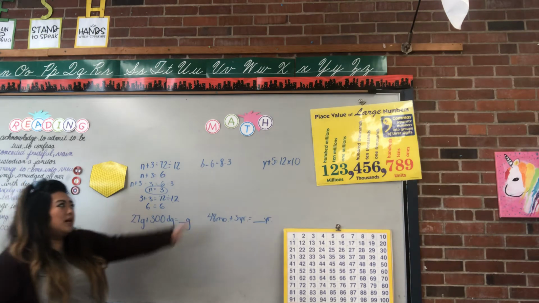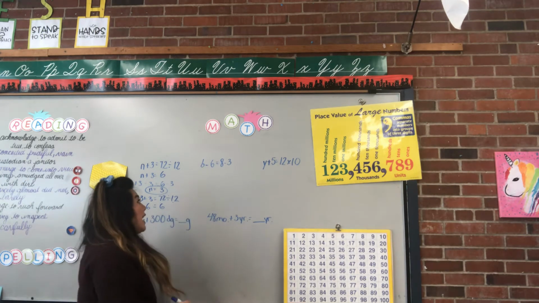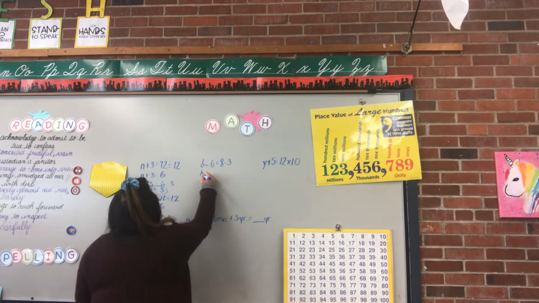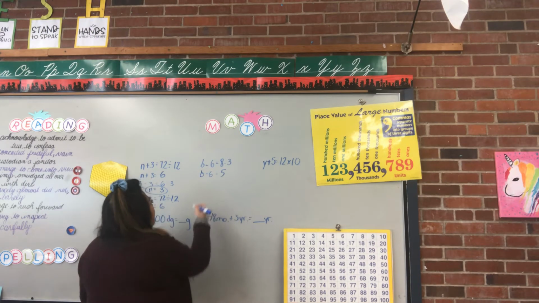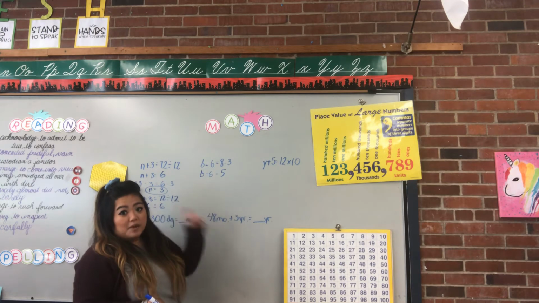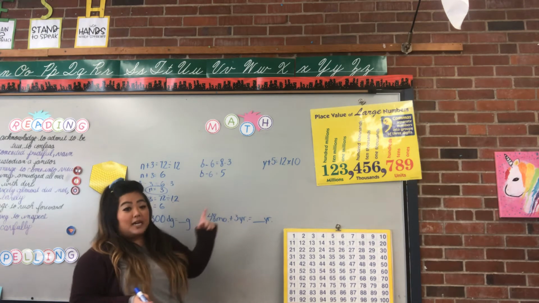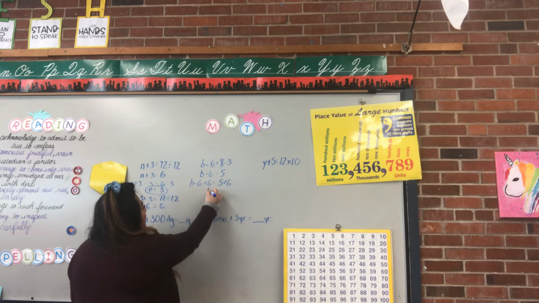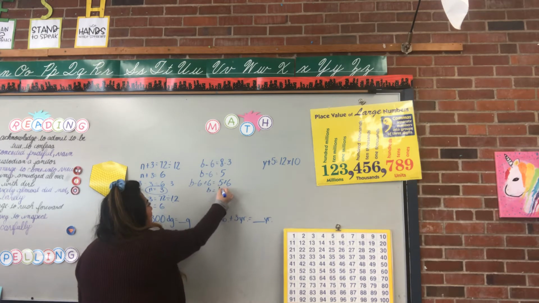Let's try our next one. B minus 6 equals 8 minus 3. They're keeping them easy today, huh? B minus 6 equals 5. Then we have to get rid of this 6. It's a minus 6, so we do a plus 6, right? B minus 6 plus 6, so we added 6, so we have to add 6 on this side. Now we're just left with B equals 5 plus 6, 11.